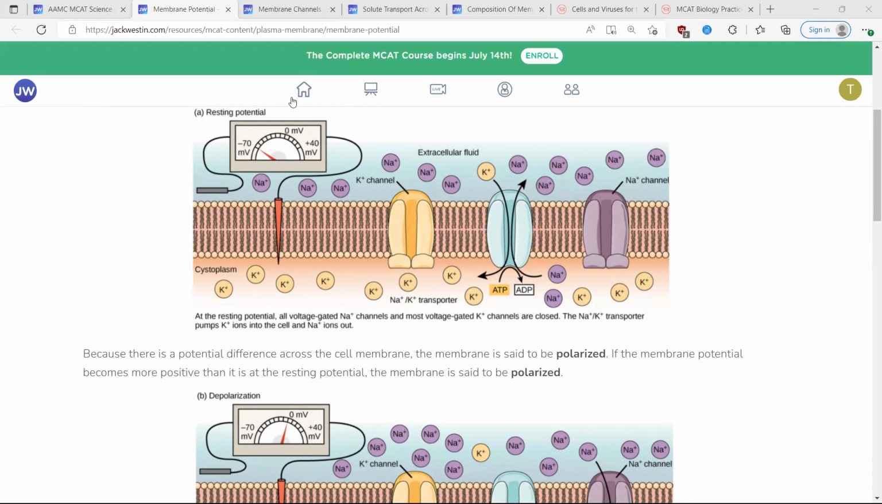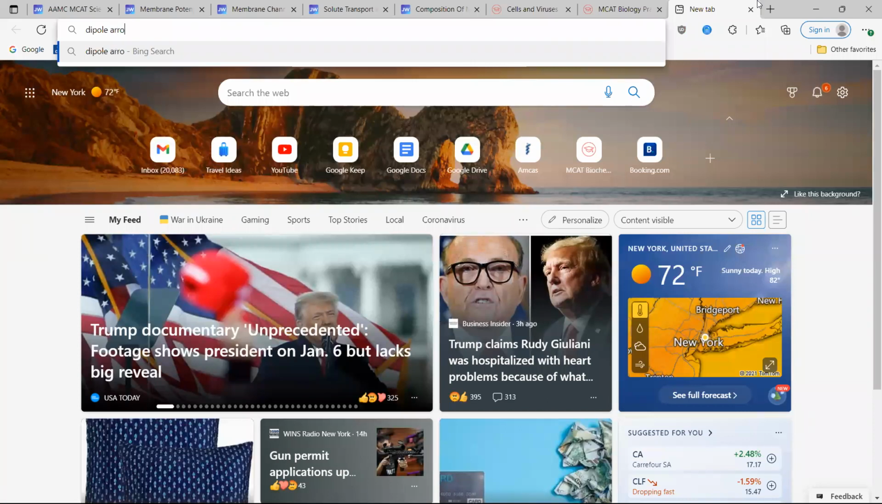I can show you. If we had to draw out a polarity arrow, then we can see the polarity is like this, because the inside of the cell has less positivity than the outside of the cell. So the arrow shows kind of, wait, did I draw this in the right way? I think this is the positive end. Whoa, hold on. Dipole arrow. Let me see if I remember what a dipole arrow looks like.